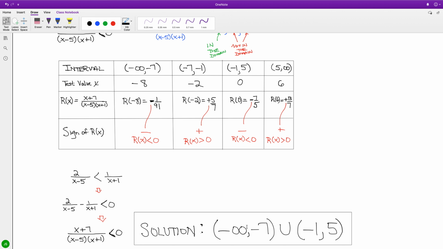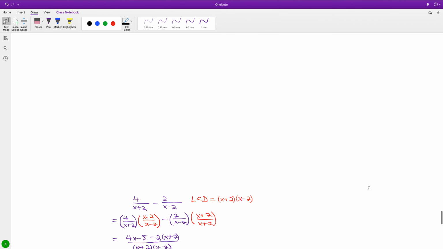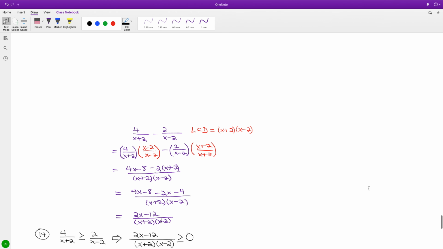So we have these two interval solutions for number 13. Now, for what we have in the case of number 14, we're looking at another comparison inequality. In this particular case, we have 4 over x plus 2 is greater than or equal to 2 over x minus 2.